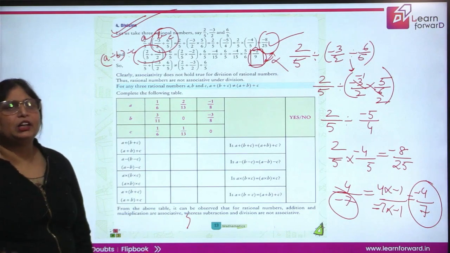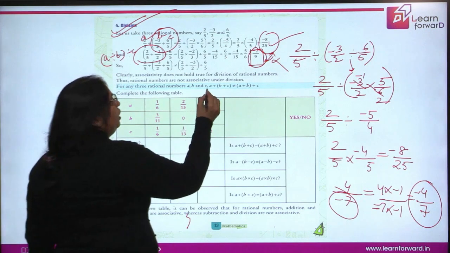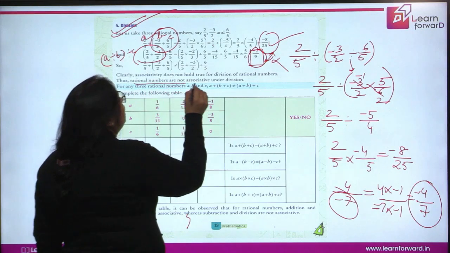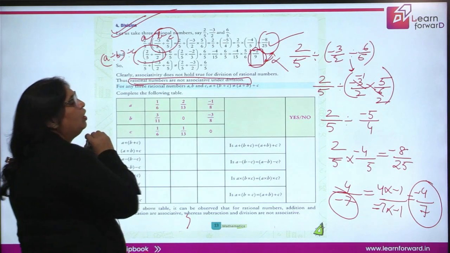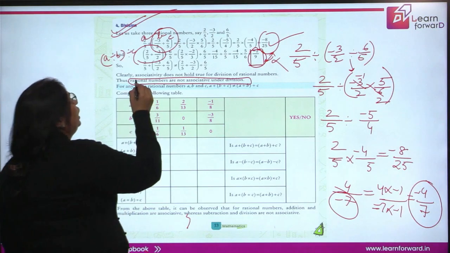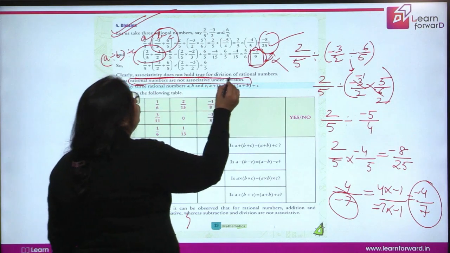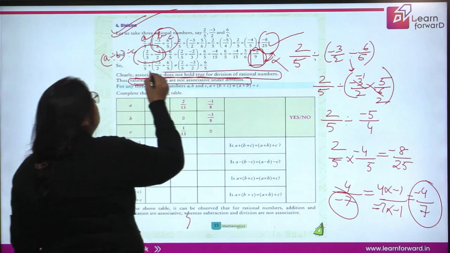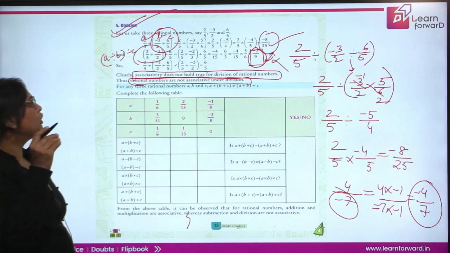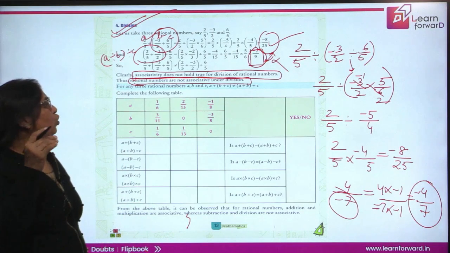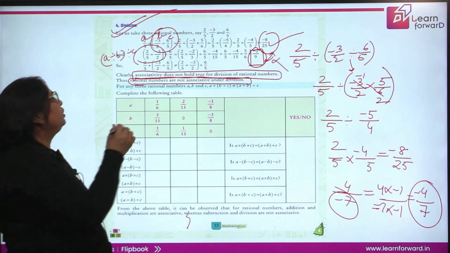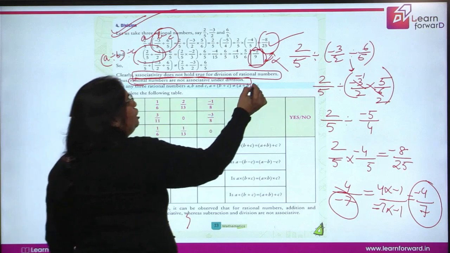These two numbers are not equal, so we can say rational numbers are not associative under division, or associativity does not hold true for division of rational numbers. Rational numbers are not associative under division.